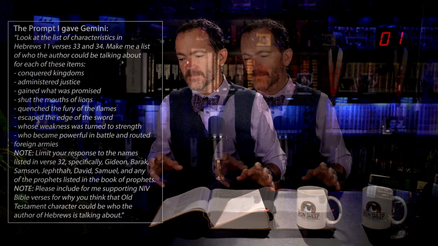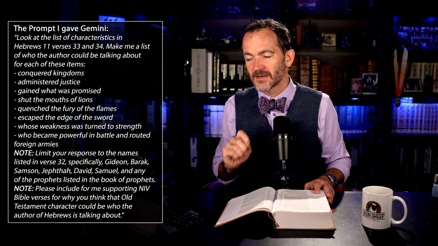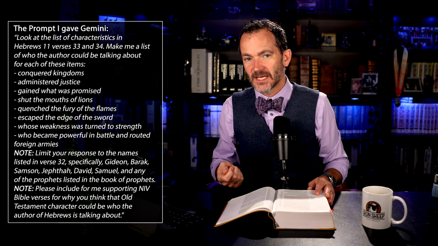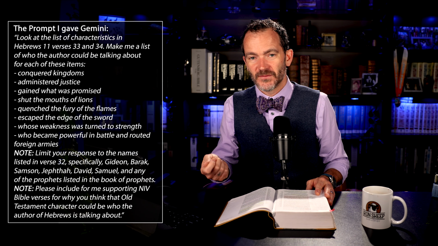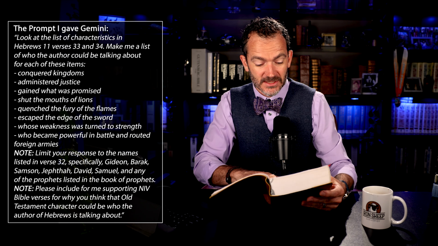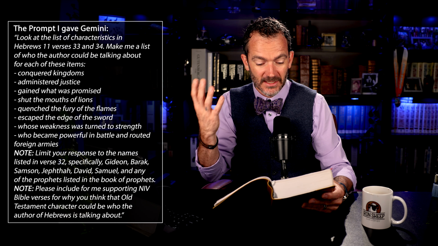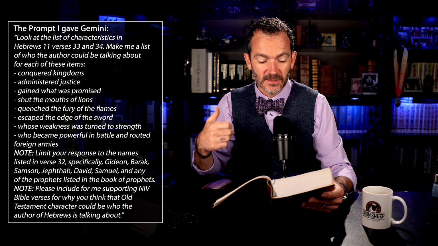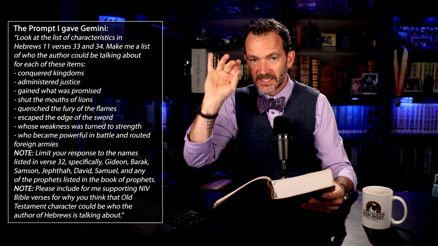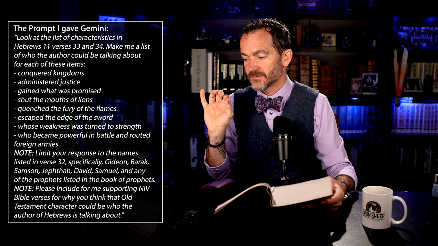Now, I enjoy using Gemini. I use Gemini because the nonprofit ministry has an account with Google, and Gemini is part of Google. But this is the prompt that I gave to Gemini. Look at the list of characteristics in Hebrews 11, verses 33 and 34. Right? So those are all these characteristics in verses 33 through 34 that I listed off. Who through faith conquered kingdoms, administered justice, gained what was promised. These are all individual characteristics, right?